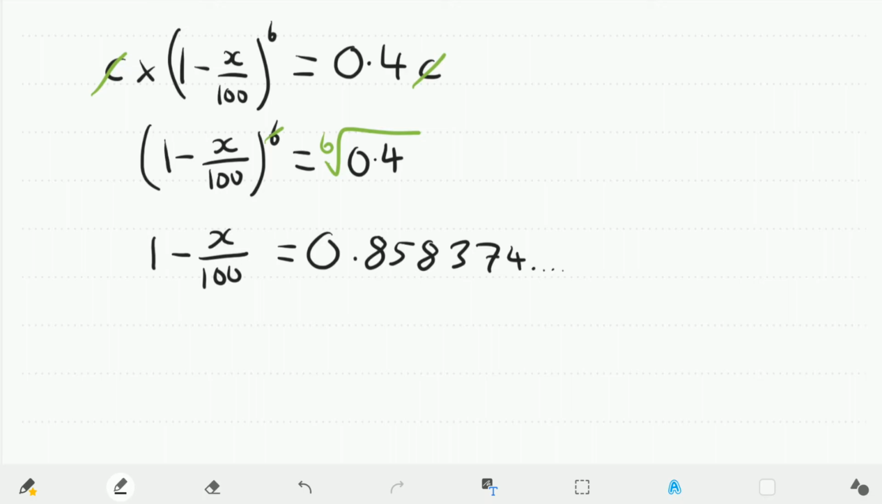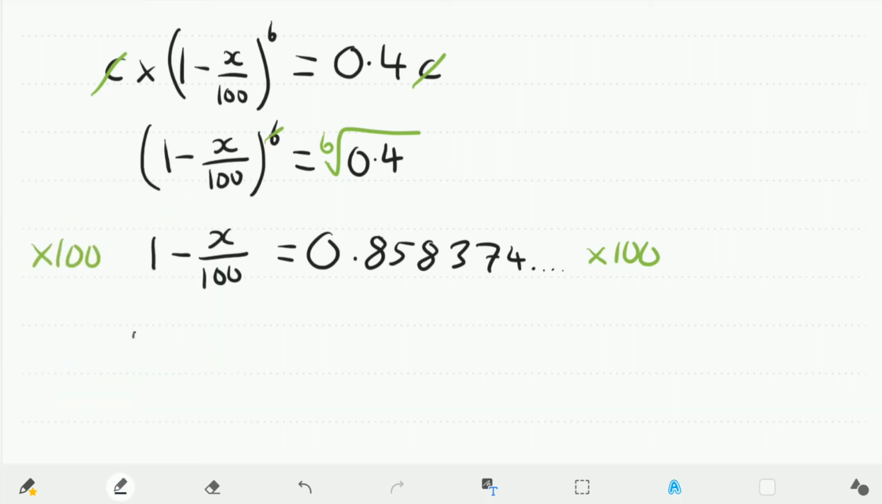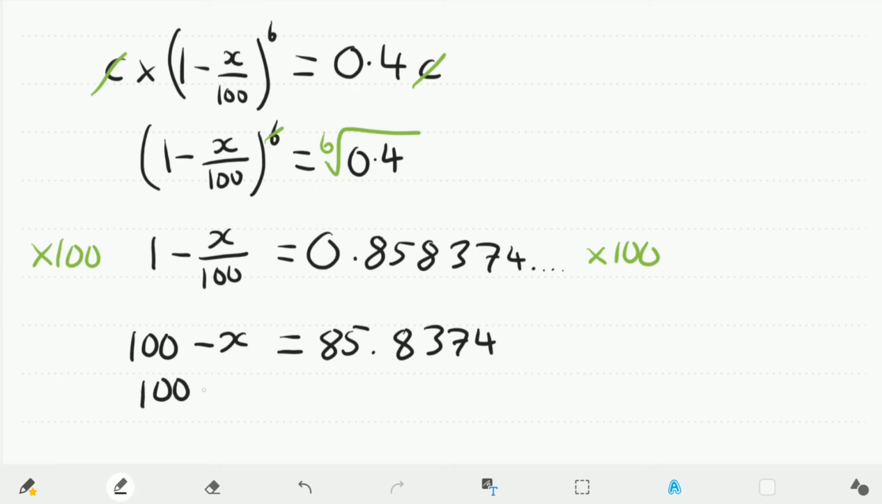So now what we can do is multiply both sides by 100, just because we don't want to have fractions, and we don't want to have X on its own. That would give us 100 minus X is equal to 85.8374. And finally, we can rearrange this to do 100 minus 85.8374, and that will equal X.